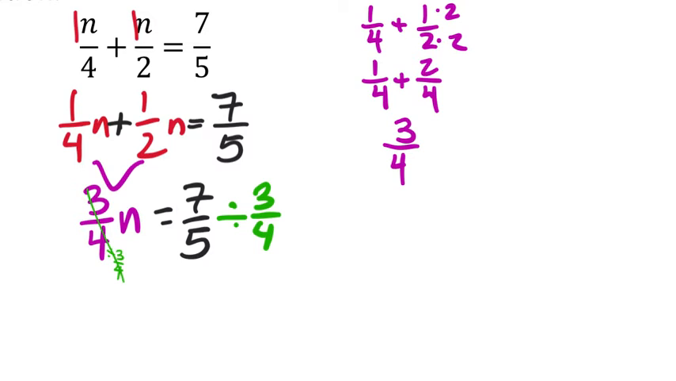If you prefer to see it that way, do it. It's still going to make that coefficient of n a phantom 1, right? So now I got n equals 7/5 divided by 3/4, which really would be 7/5 times 4/3. 28/15. That's what I got.